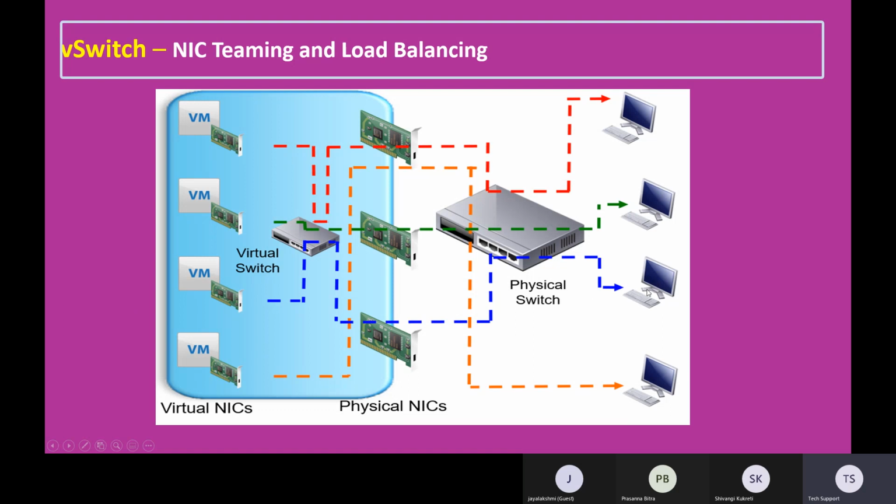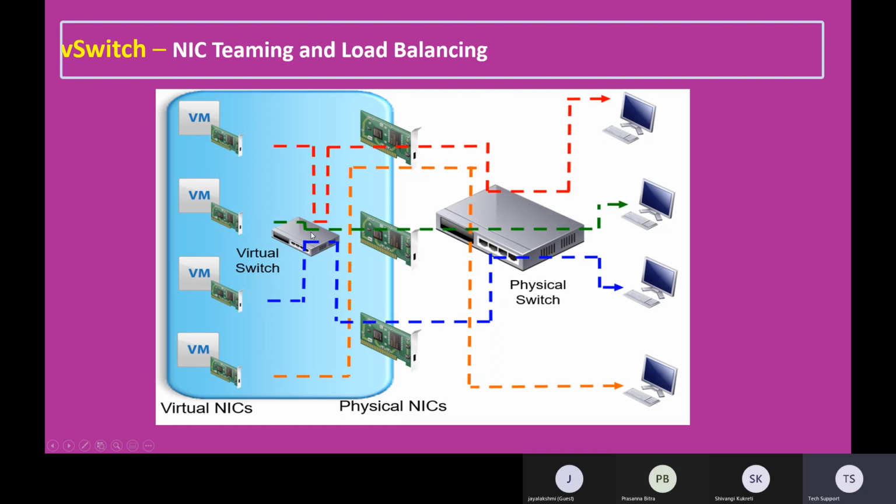From the physical machine, you can connect to the physical switch, to the physical NIC. Physical NIC means the ESXi host uplink. From the uplink, to the virtual switch, to the VM. This is how the communication will be established. The same way I explained for the other VMs also, how the communication goes.